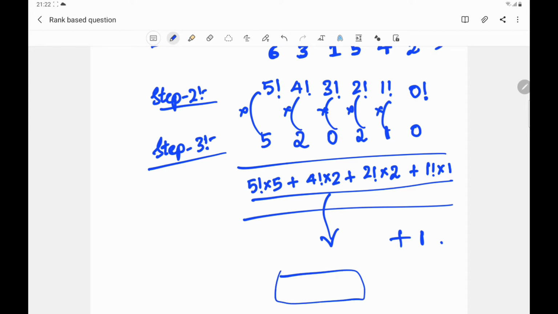So we shall solve this. Here we are having 600, 5 factorial into 5, plus 4 factorial into 2, this is 24 into 2, so it is 48, plus 2 into 2 is 4 plus 1. So we have finally, this would be 648, 652, 653, and we need to add this 1 to this, so the final answer would be 654.